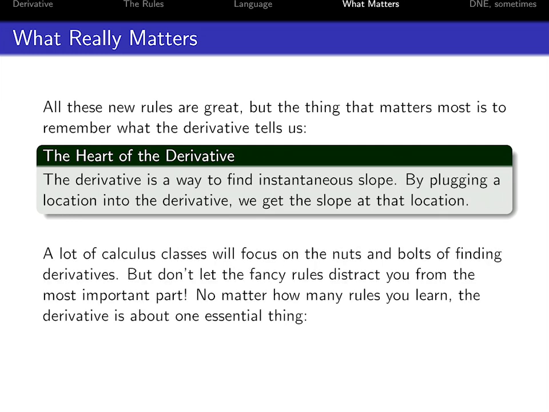So a lot of calculus classes are going to focus on the nuts and bolts of finding derivatives. There's a lot of stuff to talk about: how do you actually get the derivative out of it? But don't let those fancy rules distract you from the thing that matters the most. No matter how many rules you learn, the derivative is about one essential thing: slope. Being able to talk about that instantaneous slope on the curve. That's why we talk about the derivative.